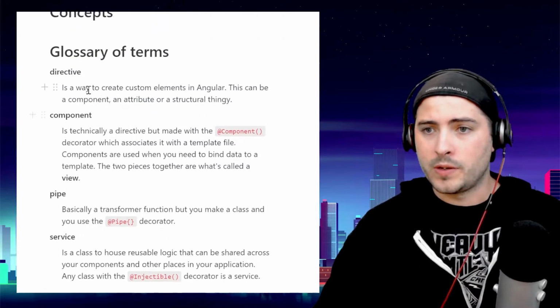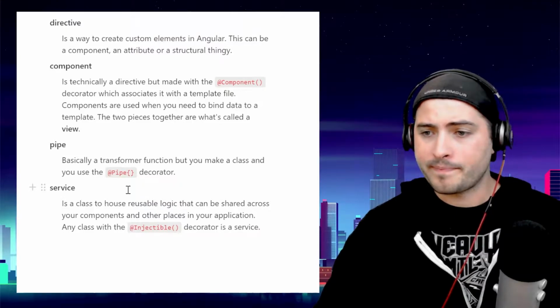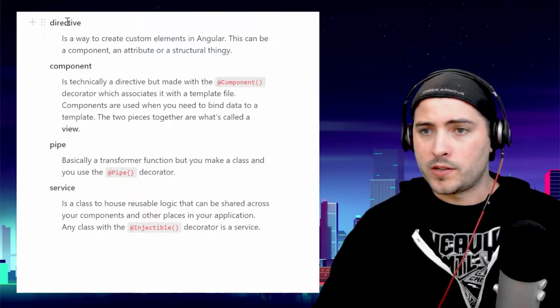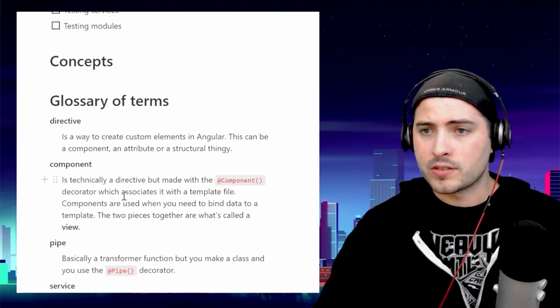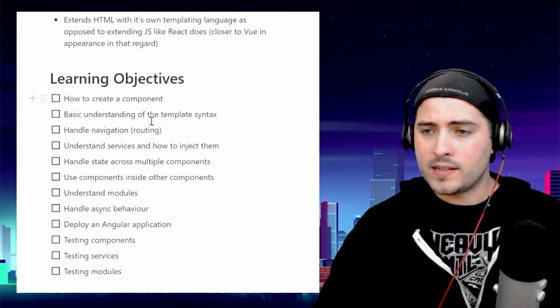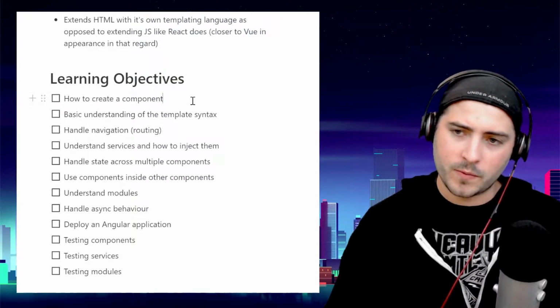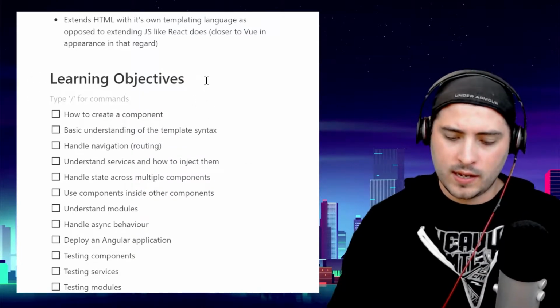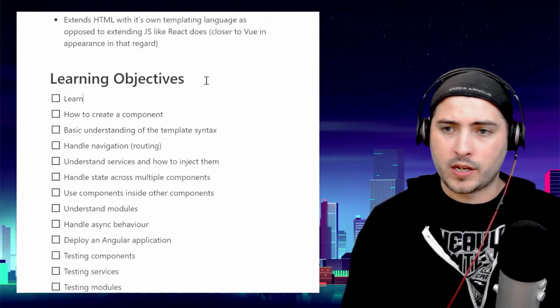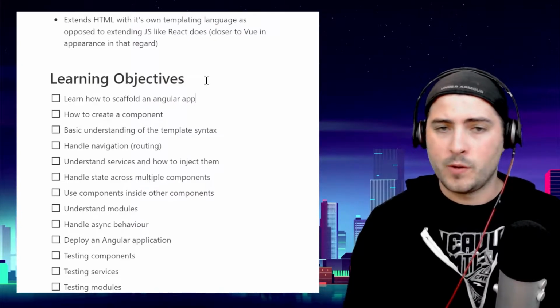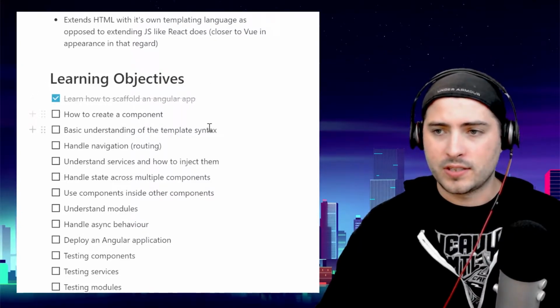What did we do yesterday? We wrote down some definitions of things, or rather, I guess I did in my own words. So we learned about what directives are, what a component is, a little bit about a pipe and a service, and we didn't quite tick off any of our learning objectives, but like I said, these are going to evolve over time, and really we could technically add one here, which is just learn how to scaffold an Angular app, right? We did that yesterday with the Angular CLI.